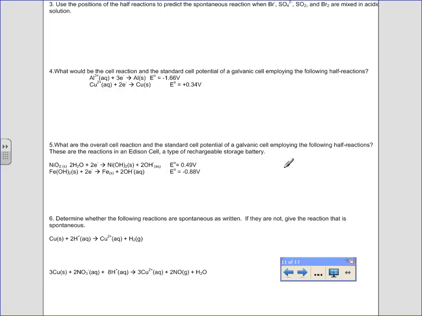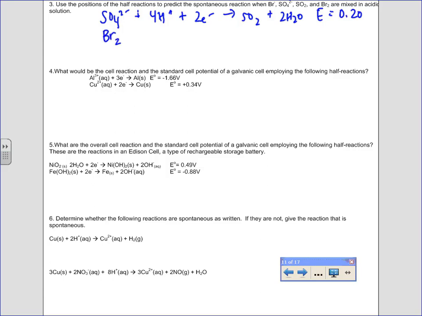What you need to do is look at the reduction potentials and find the appropriate reactions that apply to these conditions that are given. So there's one reaction that is SO4 2 minus plus 4H plus plus 2 electrons going to SO2 plus 2H2O. Okay, and the reduction potential of that reaction is 0.20.